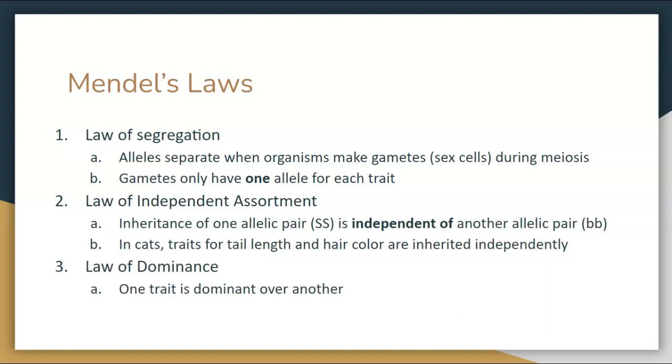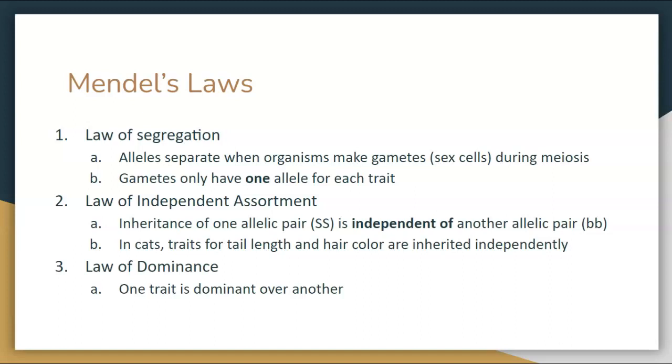Law number 1 is the law of segregation. What that means is that when gametes are produced during meiosis, the alleles separate. So gametes only have 1 allele for each trait. That makes sense, right? They're haploid, they have half the number of chromosomes, so 1 allele.